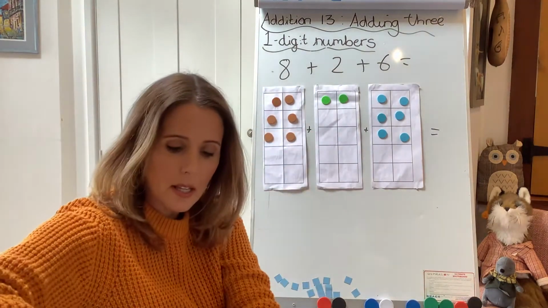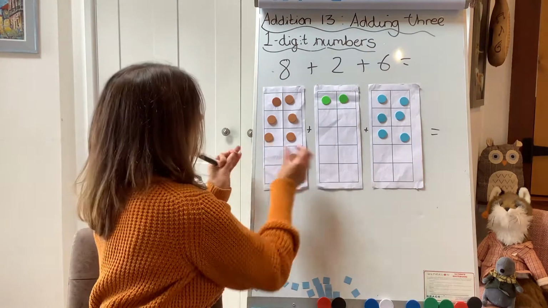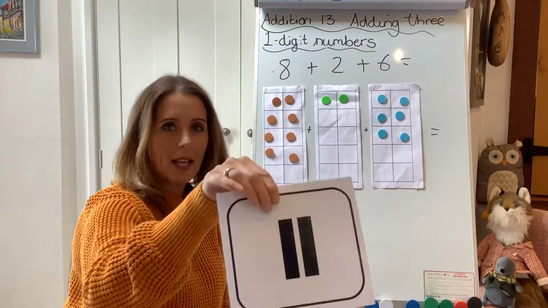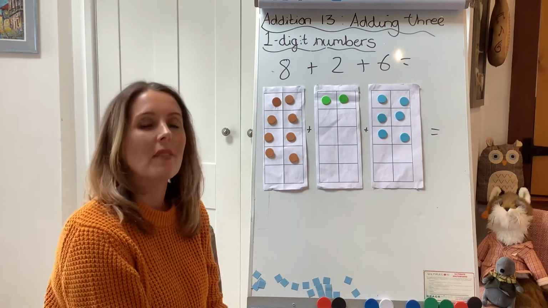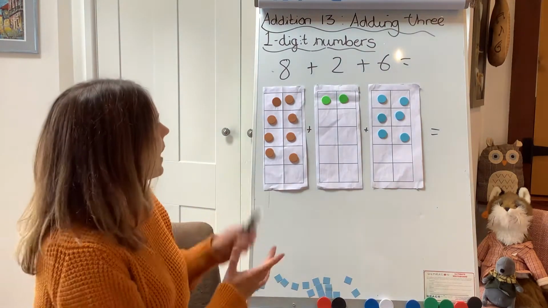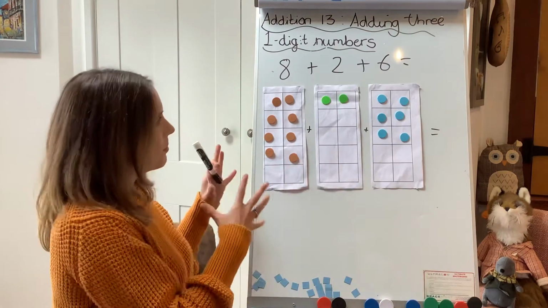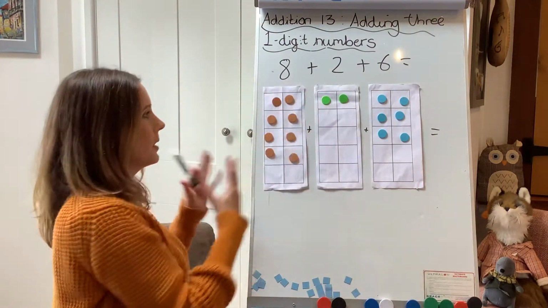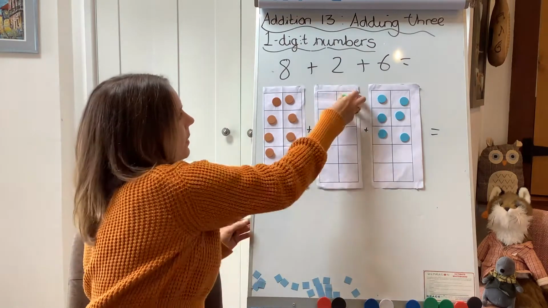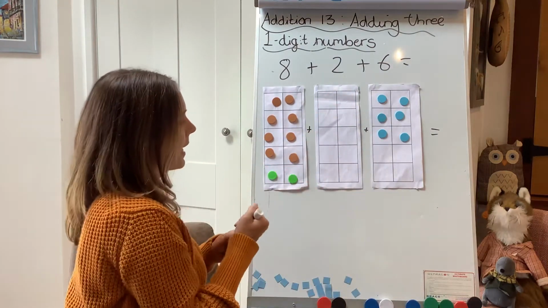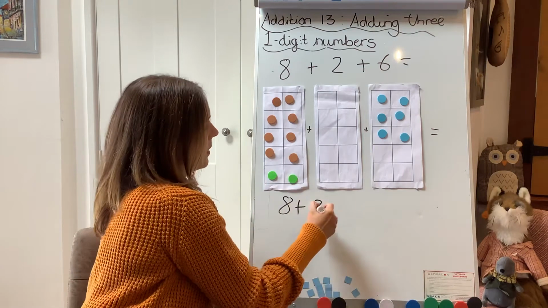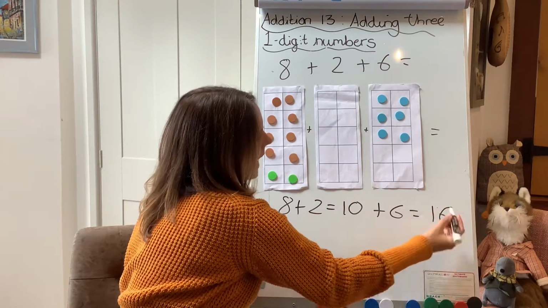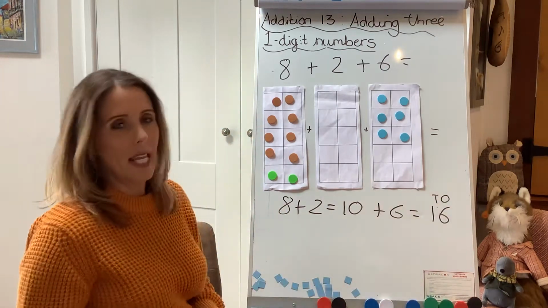Which numbers are you going to start with? Are you going to move any of the numbers around? What do you think? Pause it, have a go at that one. Okay, so 8 add 2 add 6. I wouldn't move it around because I'm looking for number bonds. I've got 8 and 2 goes together to make 10, so I'm going to keep that where it is. So 8 add 2 is equal to 10. Add the 6 on is equal to 10 and 6, which is 16.